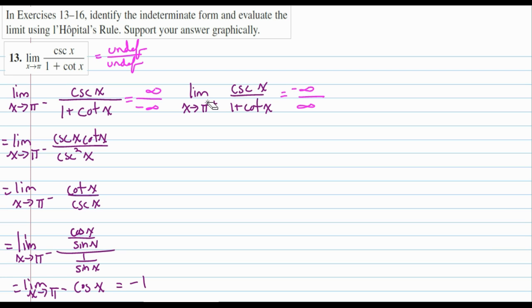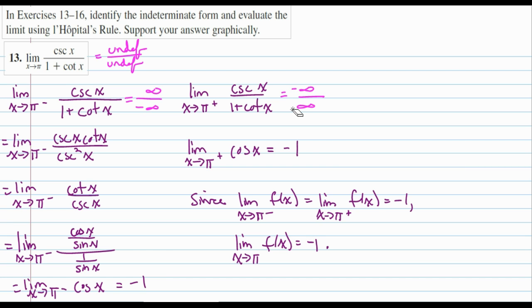So again, the work using L'Hopital's rule for the limit as x approaches pi from the right of our function is going to be the same. It's going to end up with the limit as x approaches pi from the right of cosine of x. Well, now I just need to think about what happens as x approaches pi from the right, and it still is negative 1. So since the limit of f of x as x approaches pi from the left equals the limit as x approaches pi from the right of f of x, and they're both equal to -1, that means the limit as x approaches pi in general of our function is in fact -1.